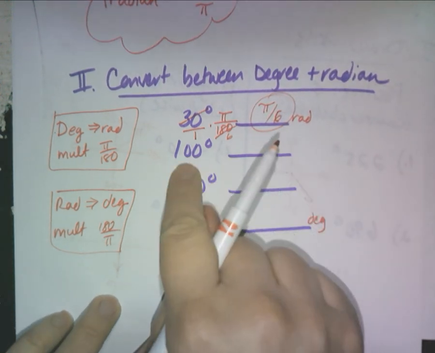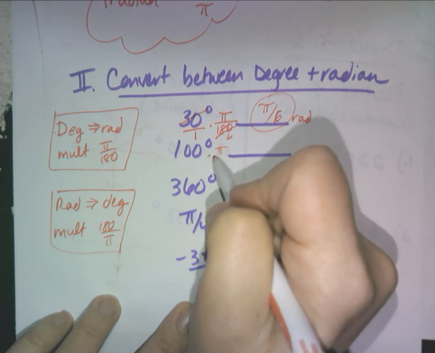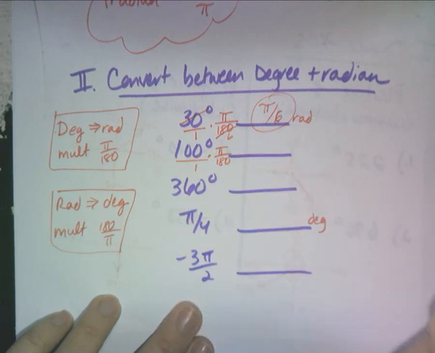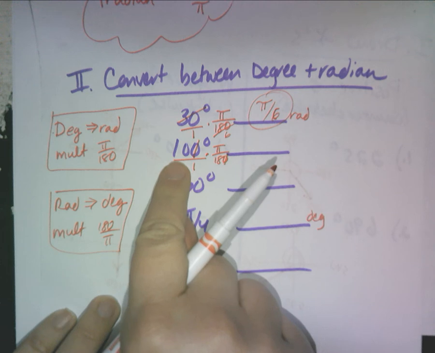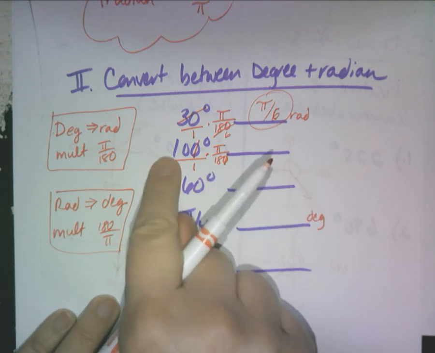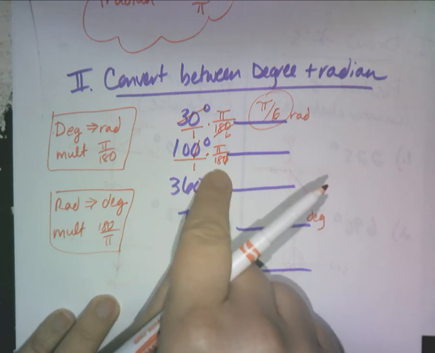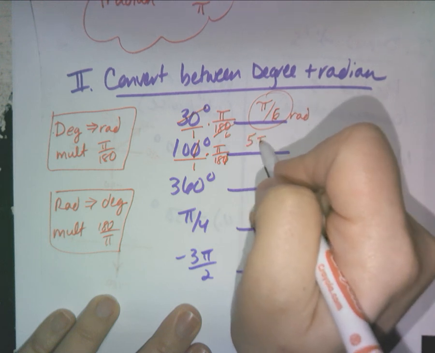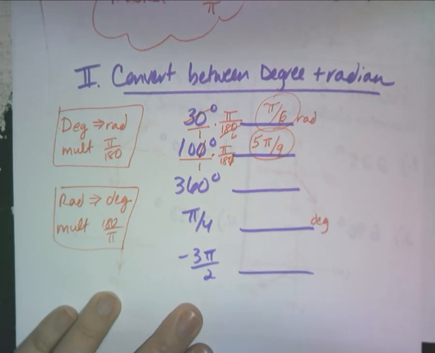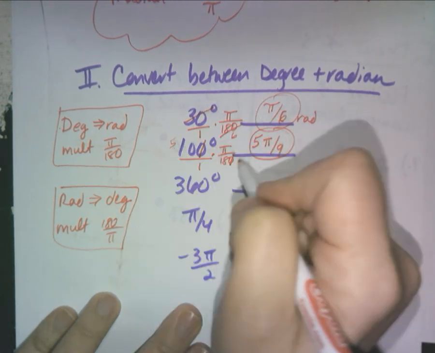All right, let's do this one. 100 degrees. Let's multiply by pi over 180. Okay. One of the zeros can cancel. How does 10 over 18 reduce? What can go into 10 and what can go into 18 evenly? 5, 9, right? So it'd be 5 pi over 9.